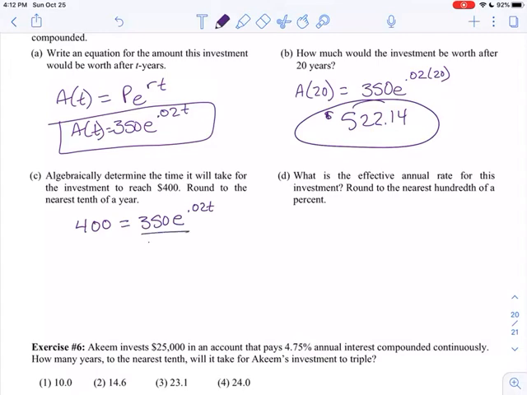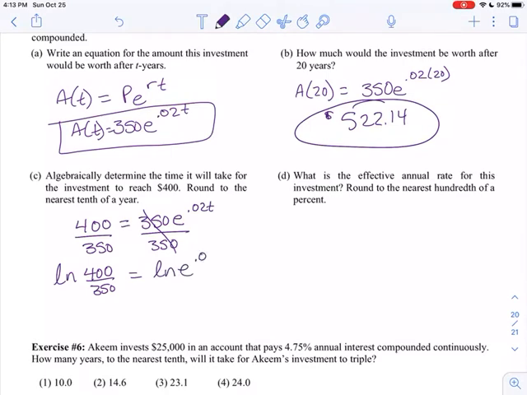So $400 equals 350 times e to the 0.02t. So I know what I want to make. So I need to solve for t. I need to solve for the time. Well, I have to get rid of the 350. I want to get that exponent by itself. So 400 divided by 350. I'm not going to do that because it's not going to go in evenly.